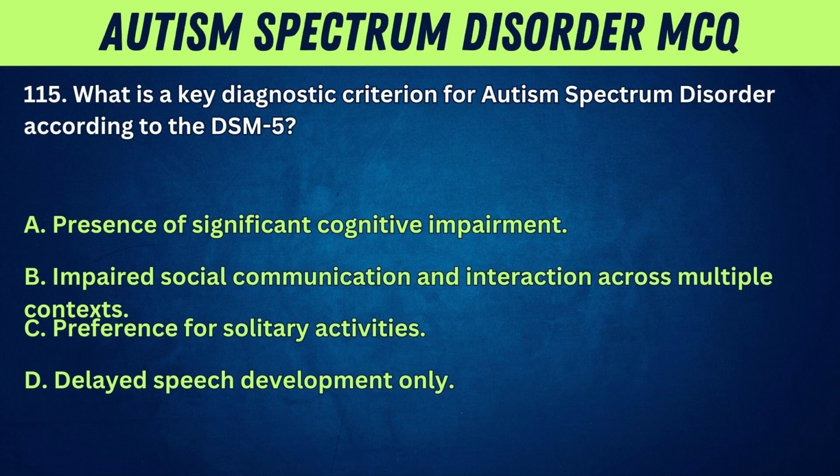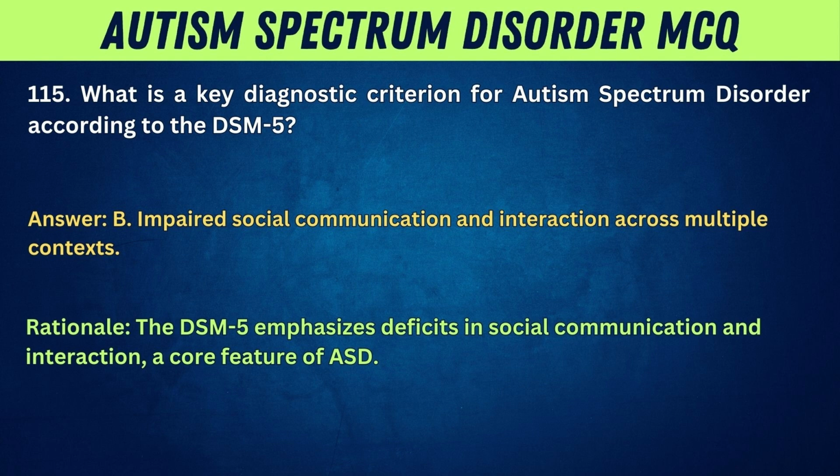115. What is a key diagnostic criterion for autism spectrum disorder according to the DSM-5? A. Presence of significant cognitive impairment. B. Impaired social communication and interaction across multiple contexts. C. Preference for solitary activities. D. Delayed speech development only. Answer: B. Impaired social communication and interaction across multiple contexts. Rationale: the DSM-5 emphasizes deficits in social communication and interaction, a core feature of ASD.